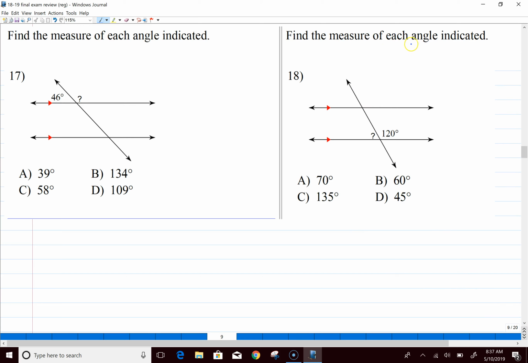Find the measurement of each angle indicated. So find the angle that goes here. If this is 120, how much is this? Well, first you have to ask yourself, how much is all of this? Well, all of this makes a straight line.